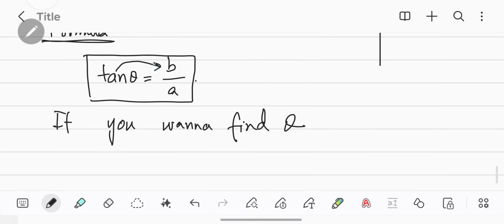So let's do an example. In this example, we have to find the modulus and the argument for the complex number z equal to 3 minus 4 iota. Okay, here is the solution.